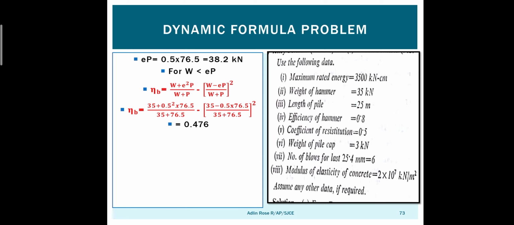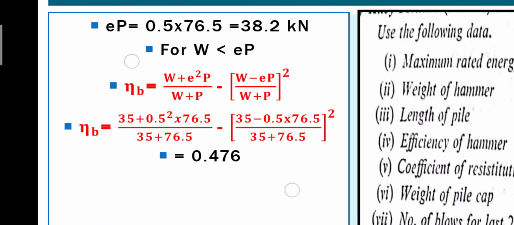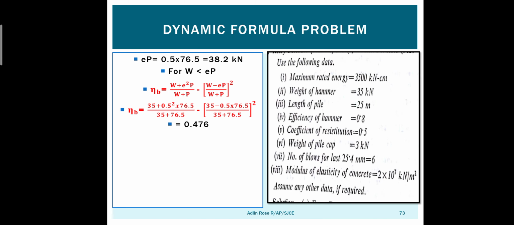Eta B is equal to W plus E square P, divided by W plus P, minus W minus EP divided by W plus P the whole square. And if you see, the denominator is the same for these two terms. Left side also W plus P, the right side of the formula also W plus P. There are variations in the square, and remember the sign conventions also in the formula. Now you substitute the values. W is 35.